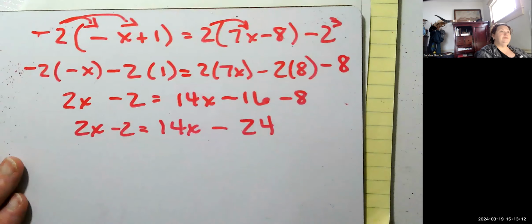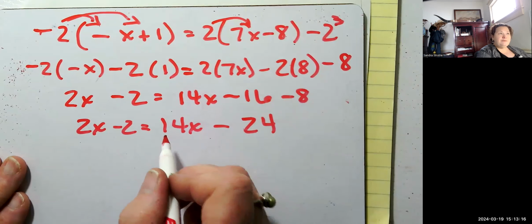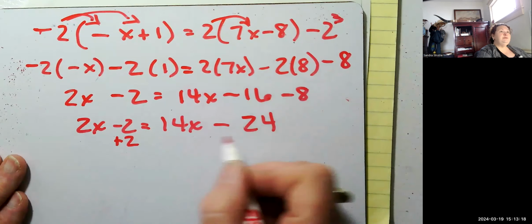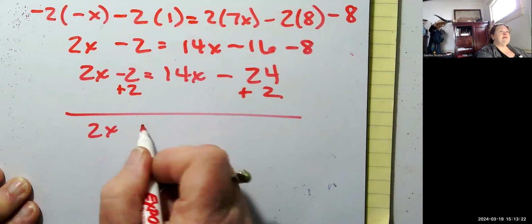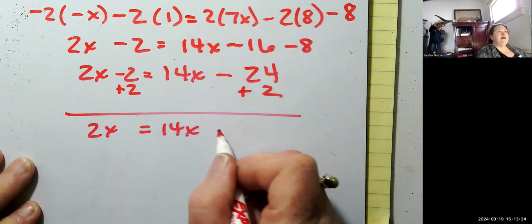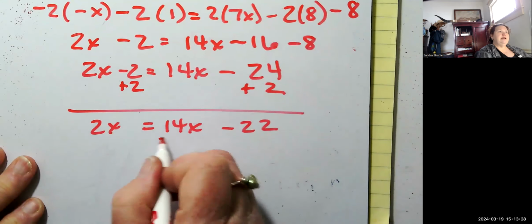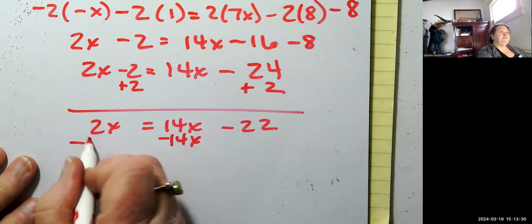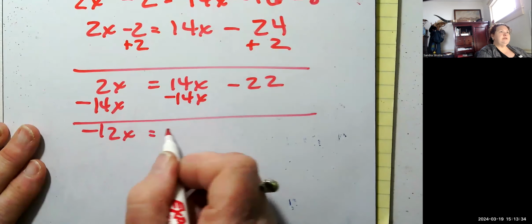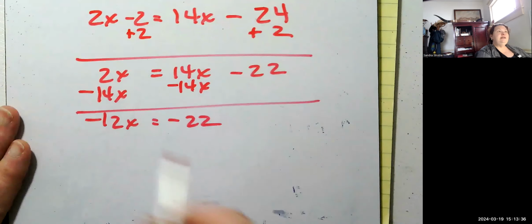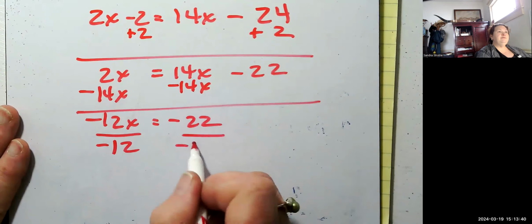Be very careful. I need my x's on one side and my constants on the other. So I'm going to add 2 to both sides, and I get 2x is equal to 14x minus 22. Now I'm going to move my x over here, -14x. So I get -12x is equal to -22. Finally, I'm going to isolate x, divide both sides by -12.